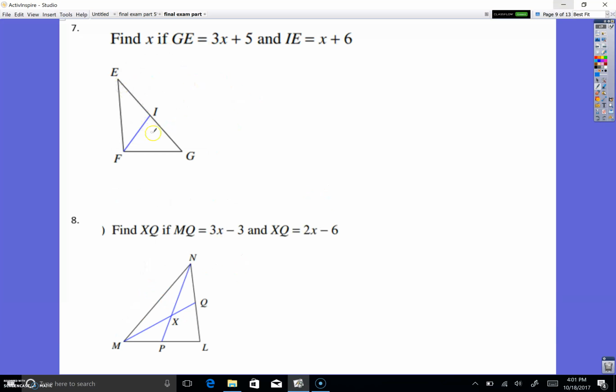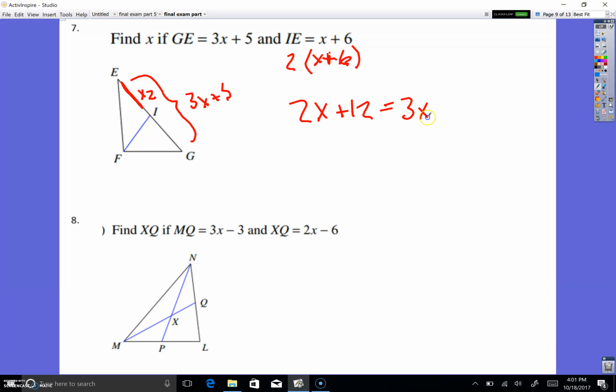Okay, GE, this whole thing is 3x plus 5. Okay, IE, remember this is just half of it. So what I can do is double it. I can multiply this part times 2. Okay, so x plus 6 times 2. So now I have 2x plus 12 is equal to 3x plus 5.